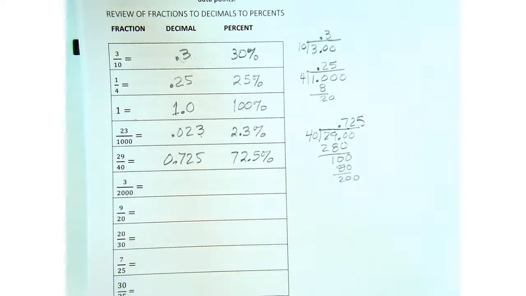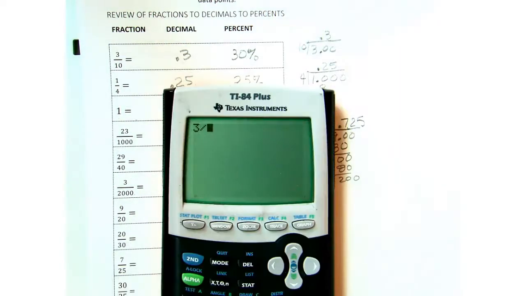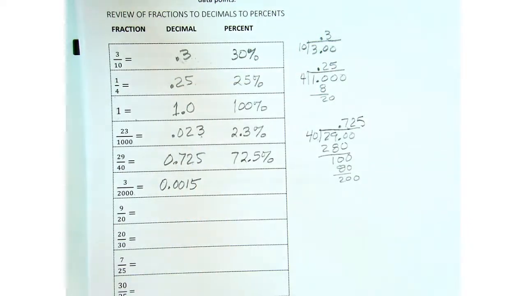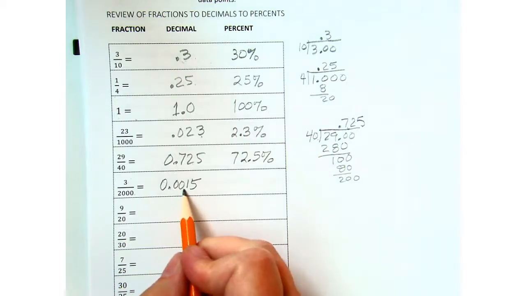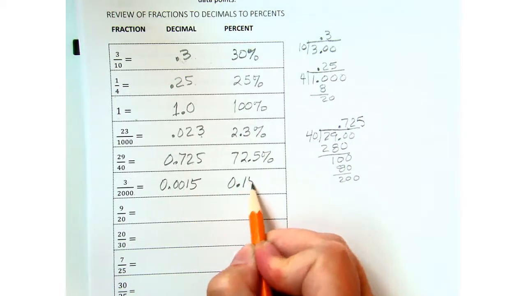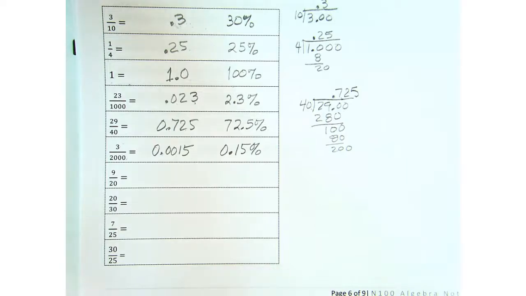3/2000ths is 3 divided by 2000. Let's try the calculator for this one. 3 divided by 2000 gives us 0.0015. To convert this to a percentage, move the decimal point 2 places to the right for 0.15%. 9/20ths is 9 divided by 20.